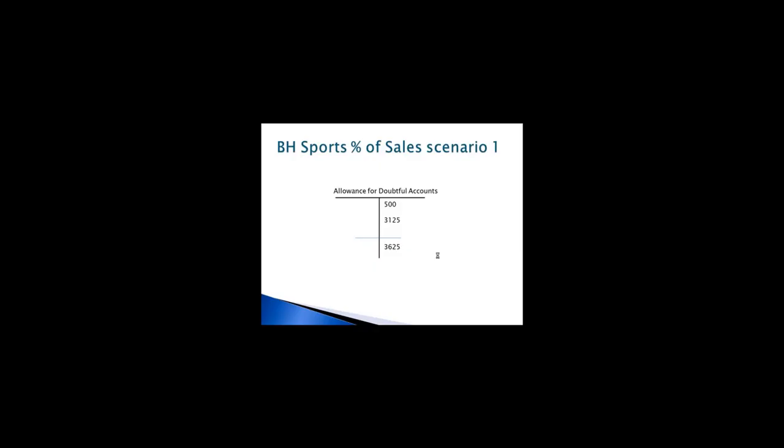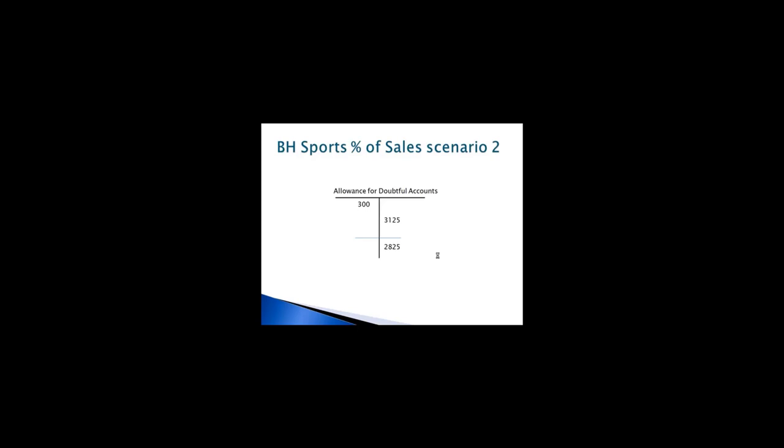In contrast, assume that after year 1, our allowance for doubtful accounts has a debit balance of $300. In other words, we wrote off more last year than we thought we were going to have to. And so after our adjusting entry of $3,125, the new balance in our allowance for doubtful accounts would be $2,825, as shown in this T account.